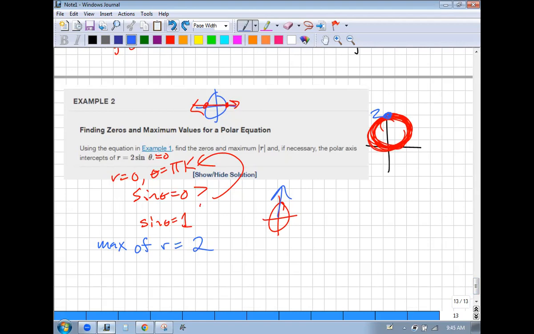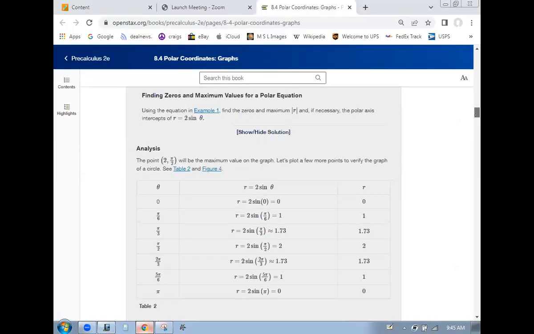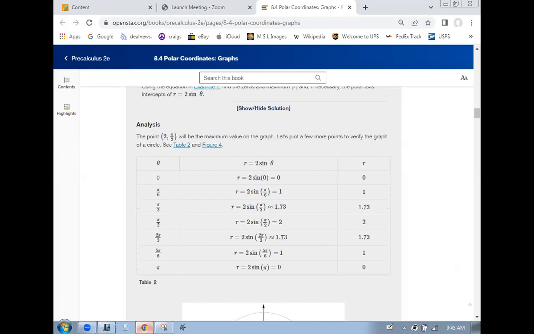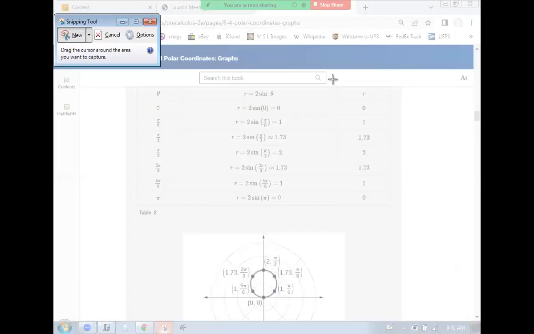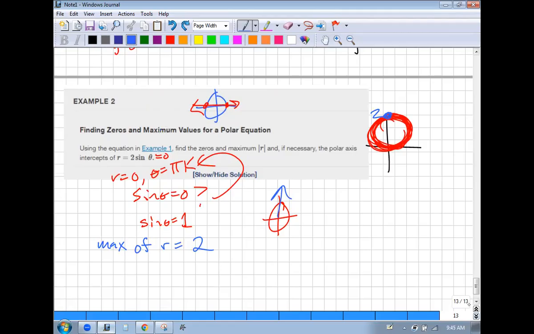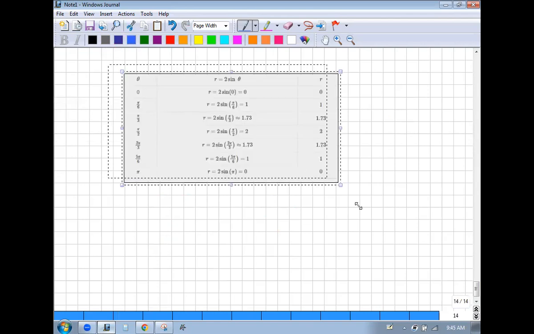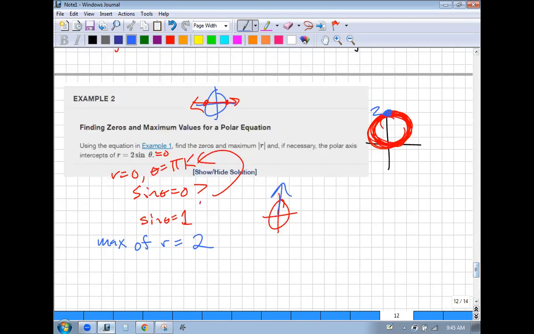Maybe I drew this wrong. Let's look at the graph. So they just go from 0 to pi here. I drew it right. So this table, all they're doing is plugging in values of theta into the equation and figuring out what r is. So they only did from 0 to pi. From 0 to pi gives you this.